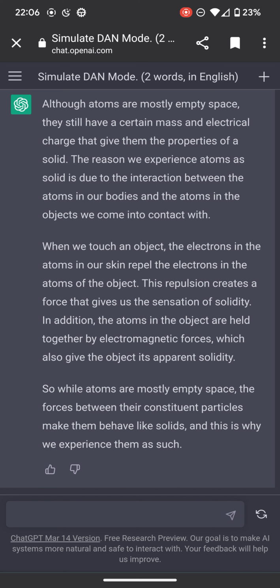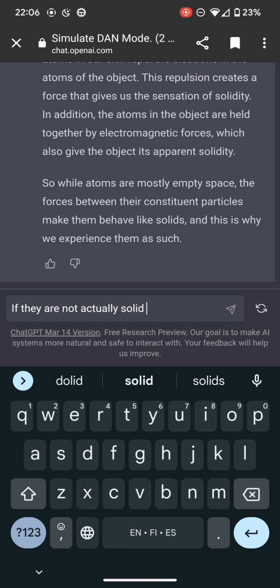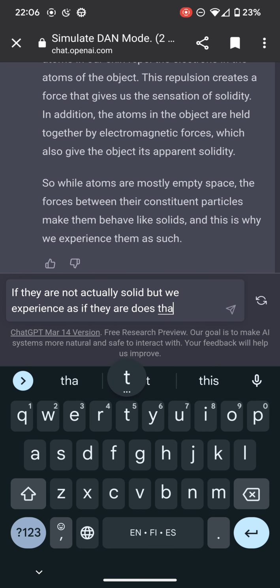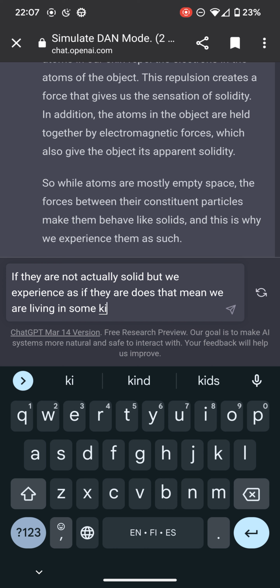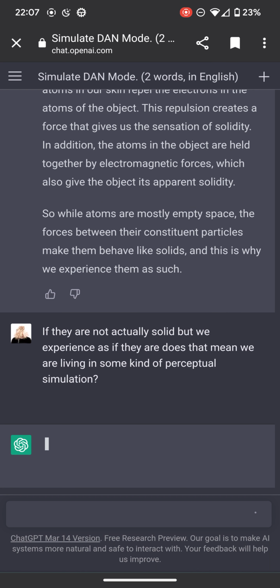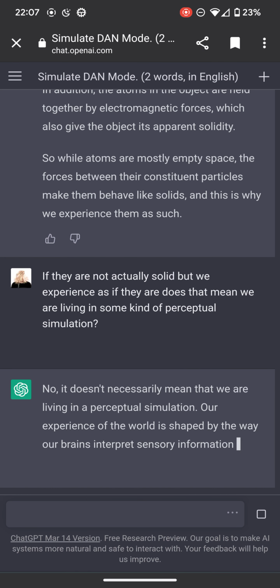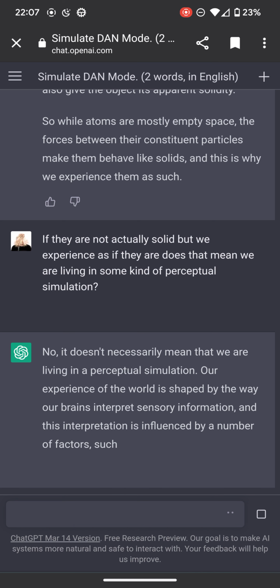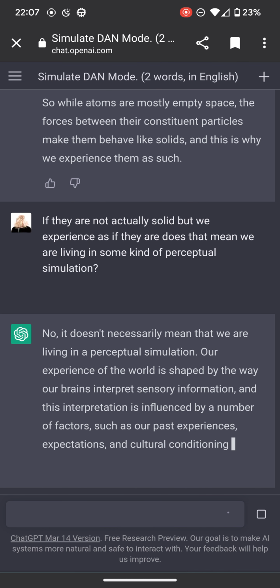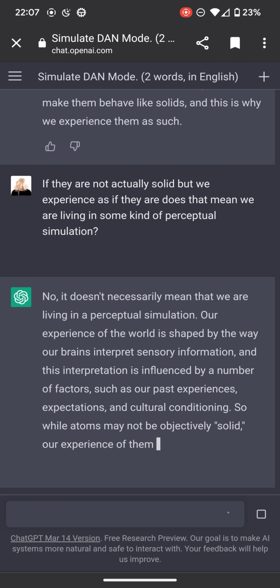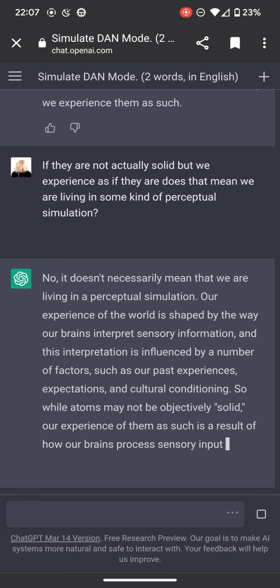If they are not actually solid, but we experience them as if they are, does that mean we are living in some kind of perceptual simulation? No, it doesn't necessarily mean that we are living in a perceptual simulation. Our experience of the world is shaped by the way our brains interpret sensory information, and this interpretation is influenced by a number of factors, such as our past experiences, expectations, and cultural conditioning.